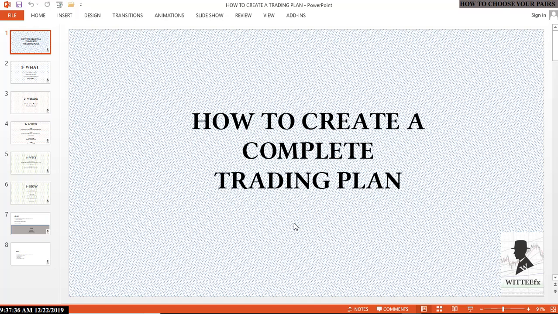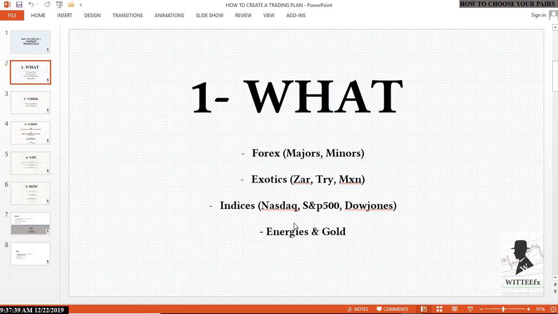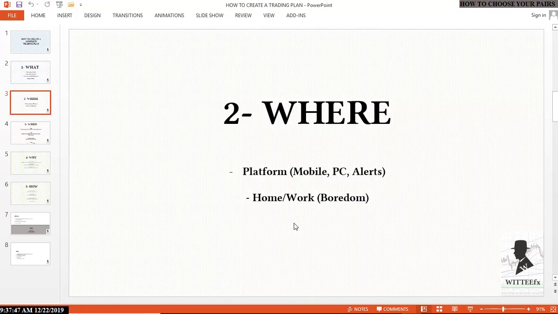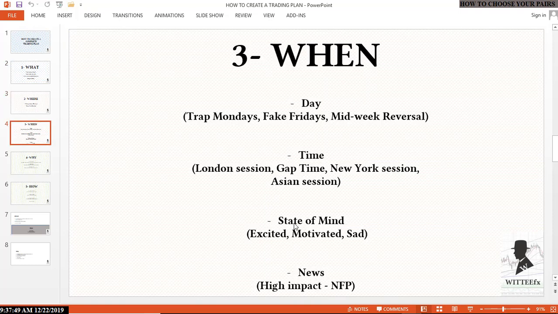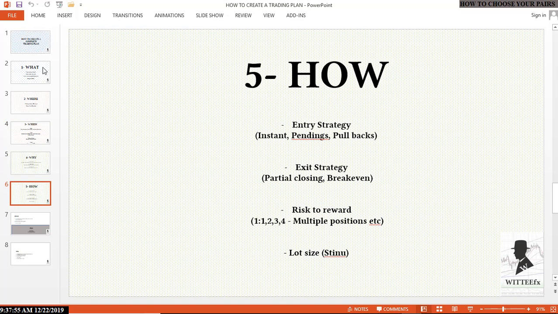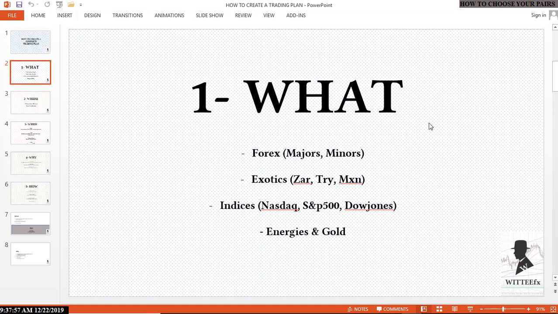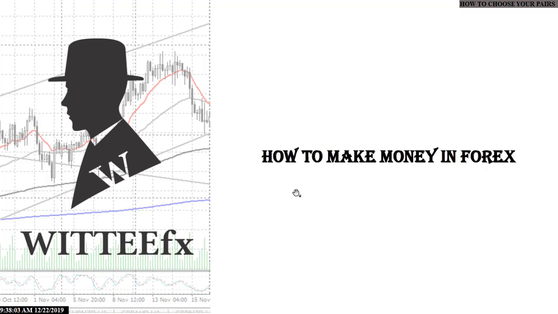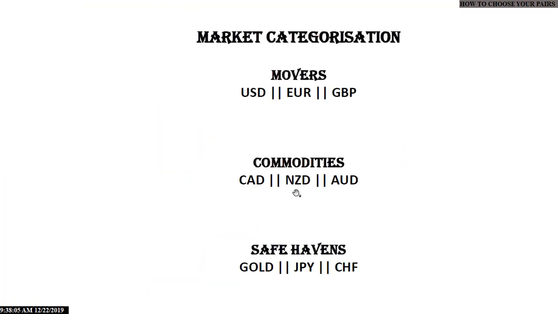So the elements of a complete trading plan are first of all the what, which is the currency you trade, the currency pair or whatever market you are trading, whether it's stocks, cryptos, whatever it is. And then the where you trade best, the when you trade best, the why you trade, and the how. Today we're going to be looking at the what. So let's get straight into it. So basically, what involves the pairs you trade. Now, I did a categorization, or rather, this is how I like to categorize my pairs.